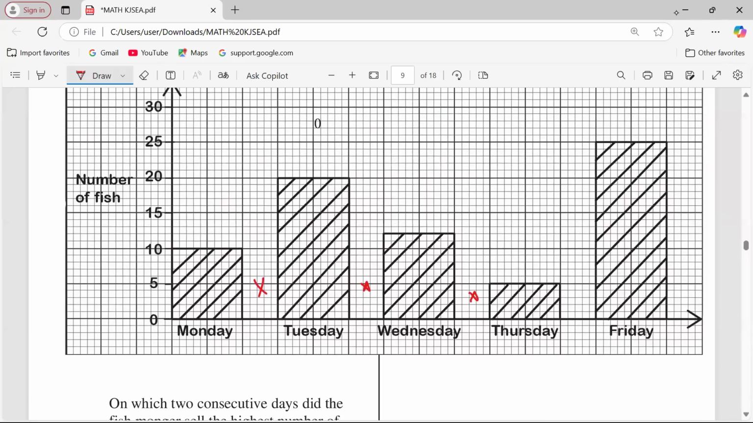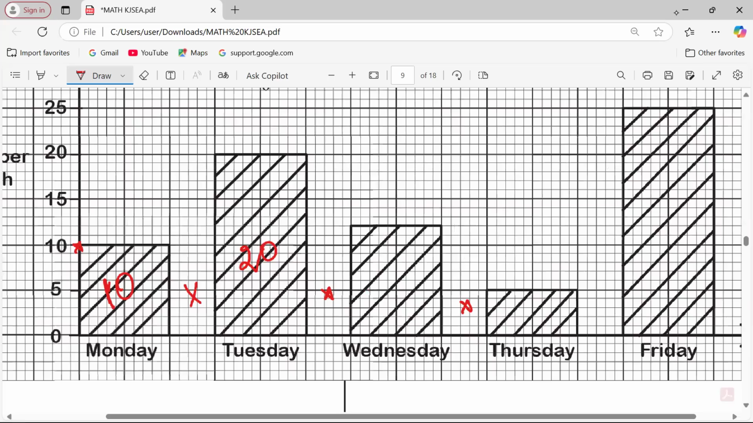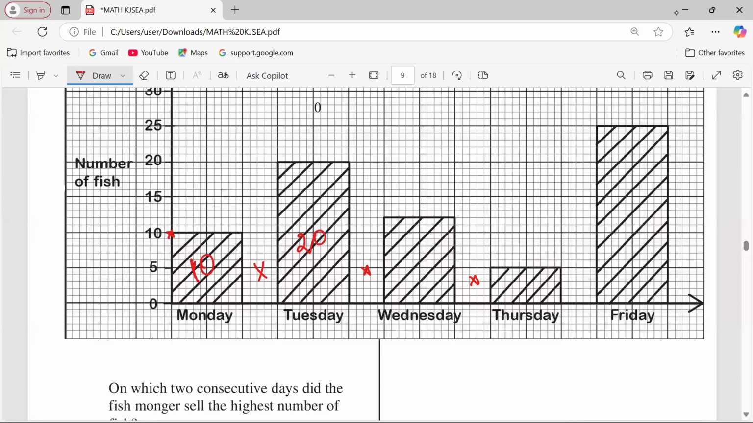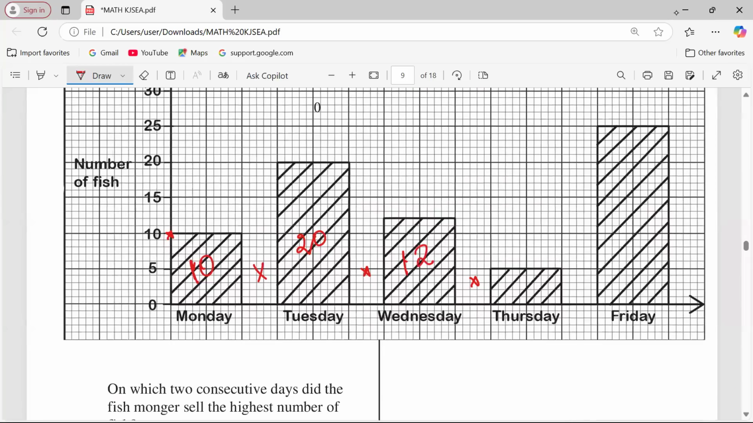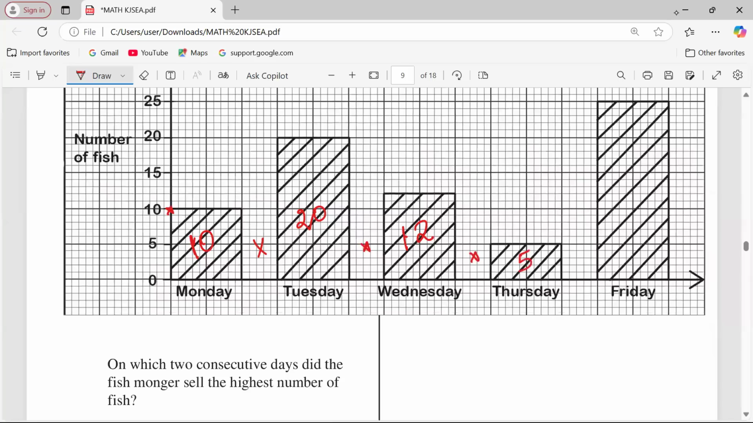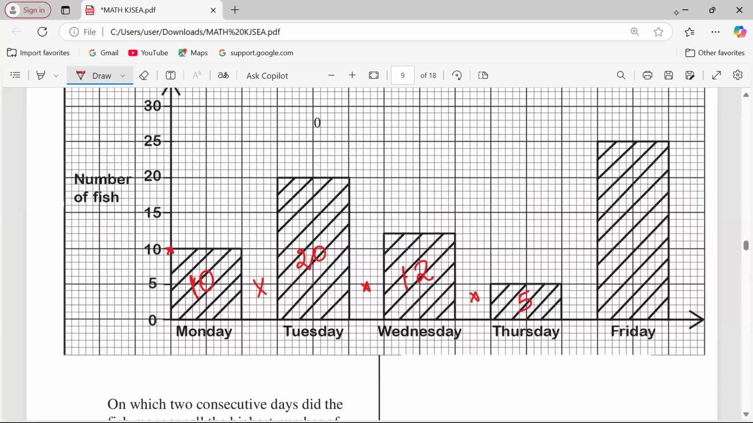On Monday, according to the number here, we are having 10. On Tuesday, we are having 20. On Wednesday, we are having 12. Look at it keenly. On Thursday, we are having exactly 5. Then on Friday, we're having the highest number of fish, which is 25.